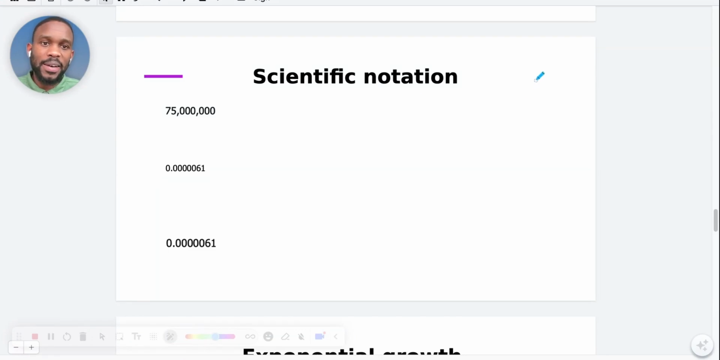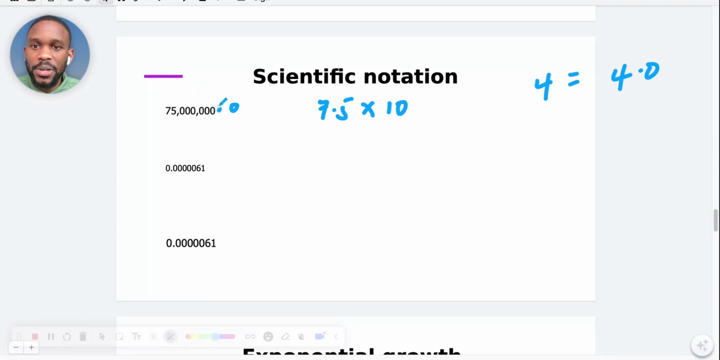Now, every time you're having a 4, remember this is the same as writing it as 4.0. So this 75 million is the same as 75 million.0. Now, you need to move this decimal place to the first decimal place, such that you write it as 7.5 times 10. So what value do we put here? We're going to be moving 1, 2, 3, 4, 5, 6, 7. So we're moving 7 in this direction. So this is to the power 7.